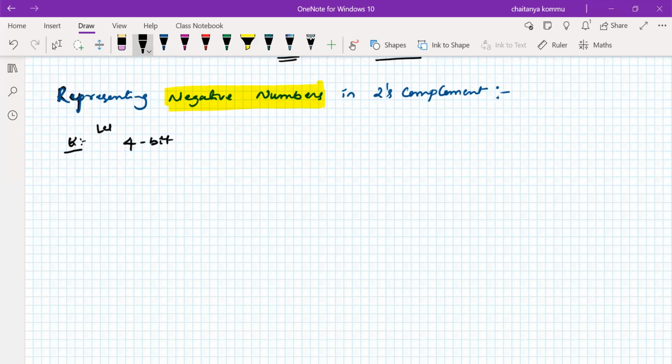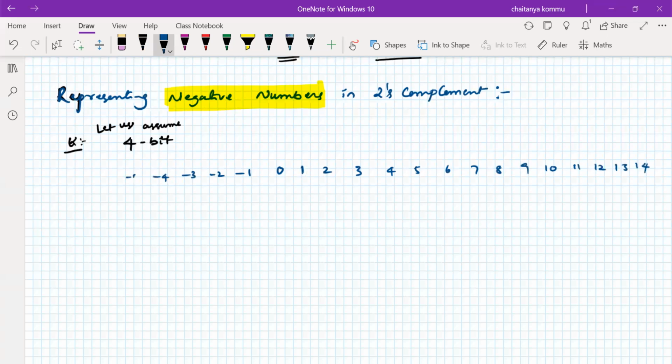Let us assume 4 bits. Then how do we represent negative numbers and how do we represent positive numbers? For example, I have a scale something like this. 0 is available, 1 is available, 2, 3, 4, 5, 6, 7, 8, 9, 10, 11, 12, 13, 14, for example. Similarly, I can consider -1 is available, -2, -3, -4, -5, -6, -7, -8.